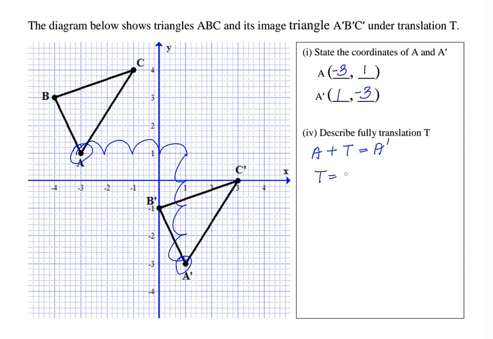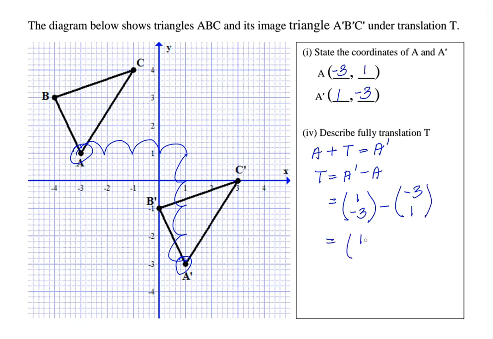So T would be equal to A prime minus A. That would be 1 minus minus 3, and the other component, minus 3 minus 1. So this becomes 1 plus 3, because a negative times a negative is a positive, and minus 3 minus 1. So T will be the translation vector 4, minus 4.